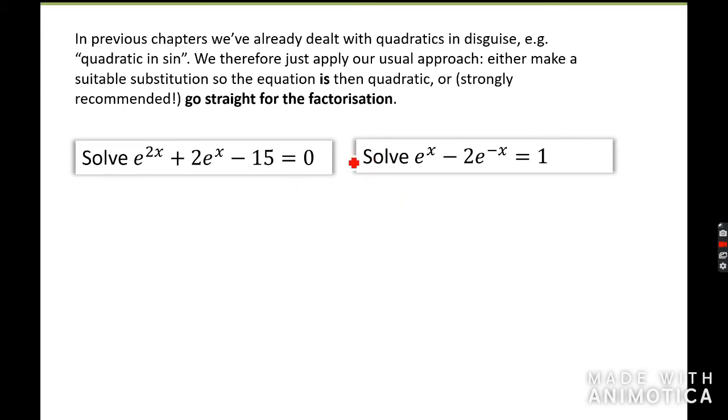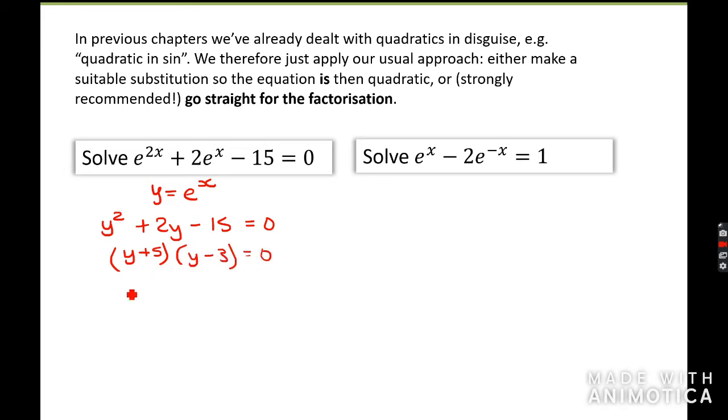Now you can go straight to factorising, or you can use substitution. Either way, it doesn't matter which. So if we use the substitution to begin with, you're going to have y equals e to the x. That means we'll go to y squared plus 2y minus 15 equals 0. You can factorise, you can solve using the quadratic formula, however you need to, as long as you show your working, same as usual. So we will go with y plus 5 and y minus 3 equals 0. So we have y equals minus 5 and y equals 3.